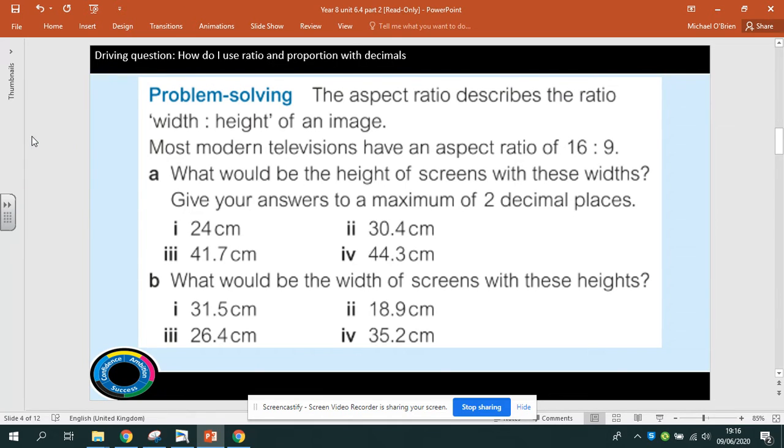So we need to use the information that we've been given to work out what we needed. So how do we work out the height of screens given those widths? How do we work out the widths of screens given the heights? So think about always, so in this case, going back to 1 and then multiplying back out. Okay, give yourself some time to work through these. You're probably going to need a calculator, and when you're ready, come back to my lesson.